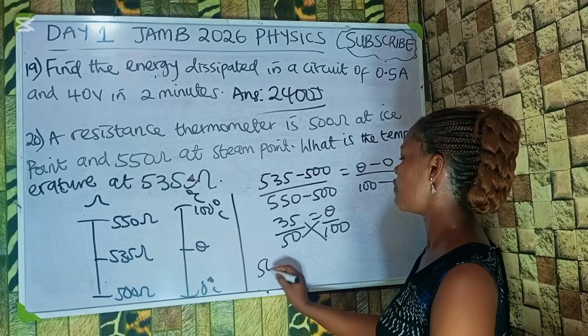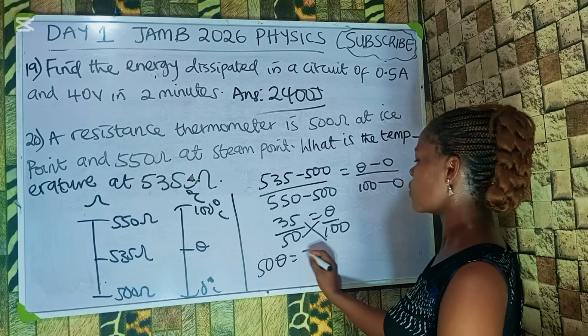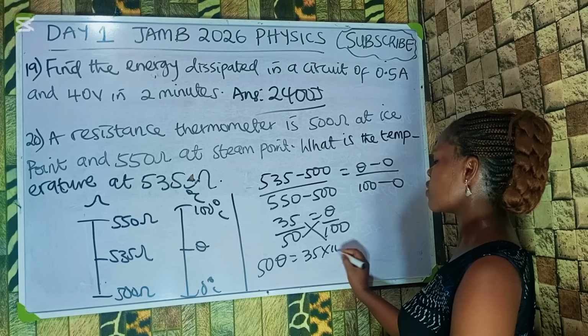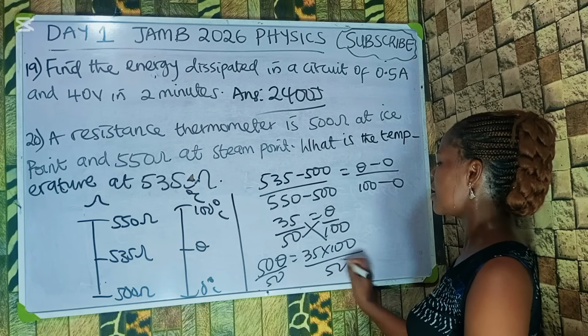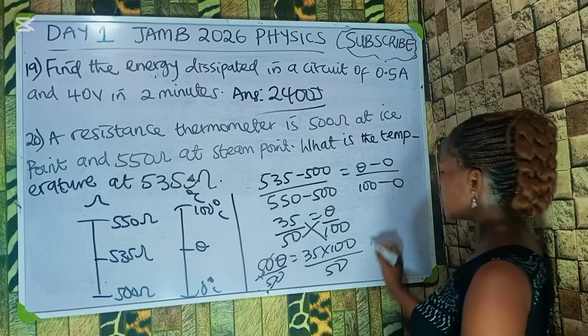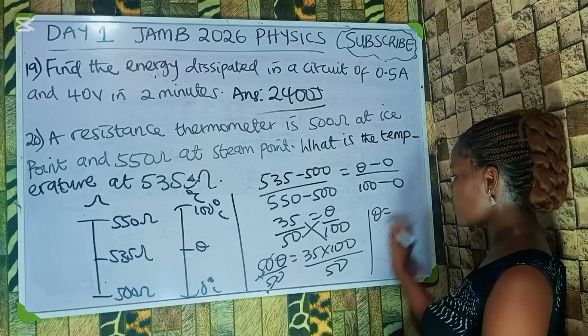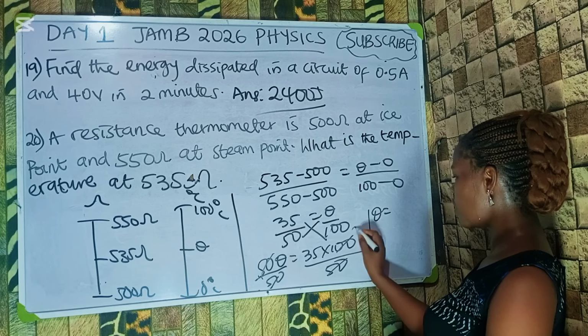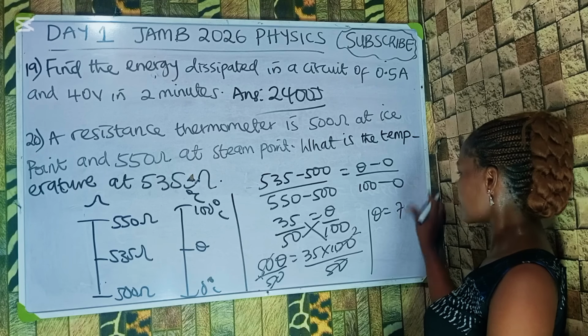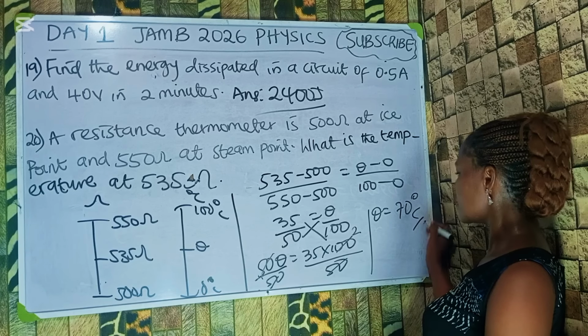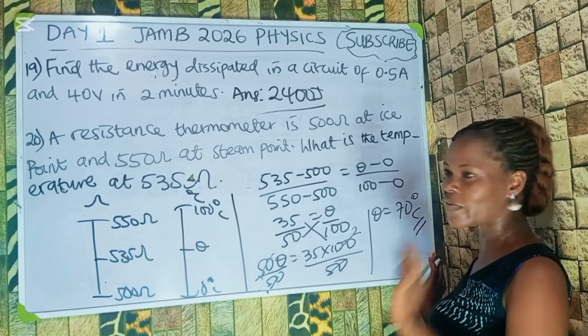So this is going to give me 50 theta is equal to 35 times 100. By the time I divide by 50, I cancel this, right? So therefore theta is equal to, now this is going to give me 2. 2 times 35 is going to give me 70 degrees Celsius. Do you understand? This is how to solve this type of question.